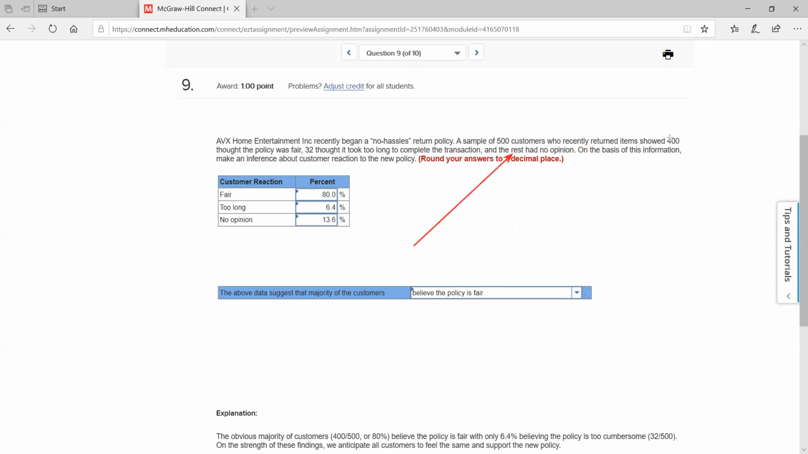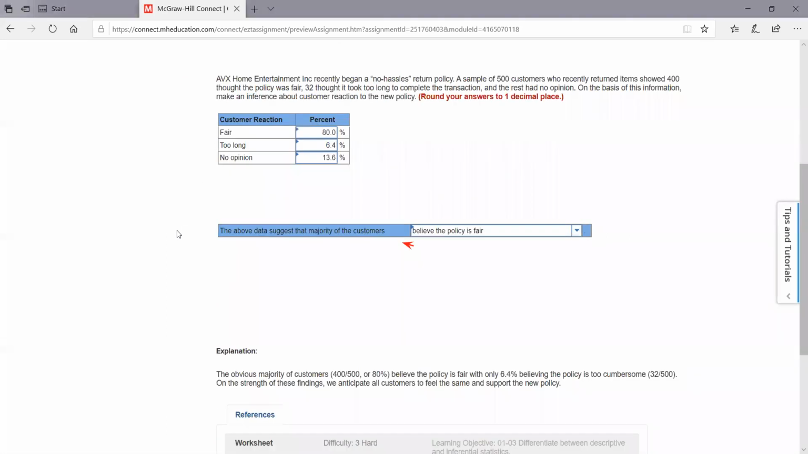So obviously you just take the 400, divide that by 500, gives you 80%. Too long is 32 over 500, gives you 6.4%. And at that point, you could just add these together and subtract that from 100 to get the plug, which is the no opinion, because generally everything has to add up to 100%.